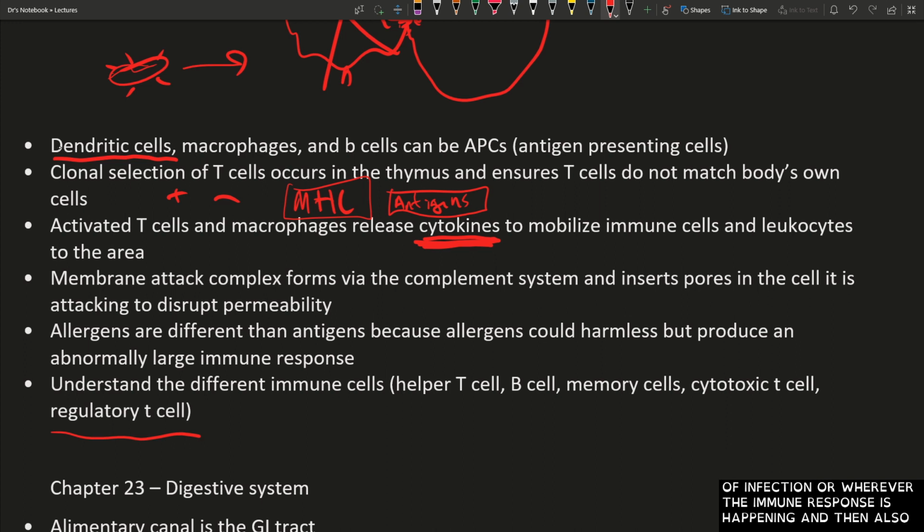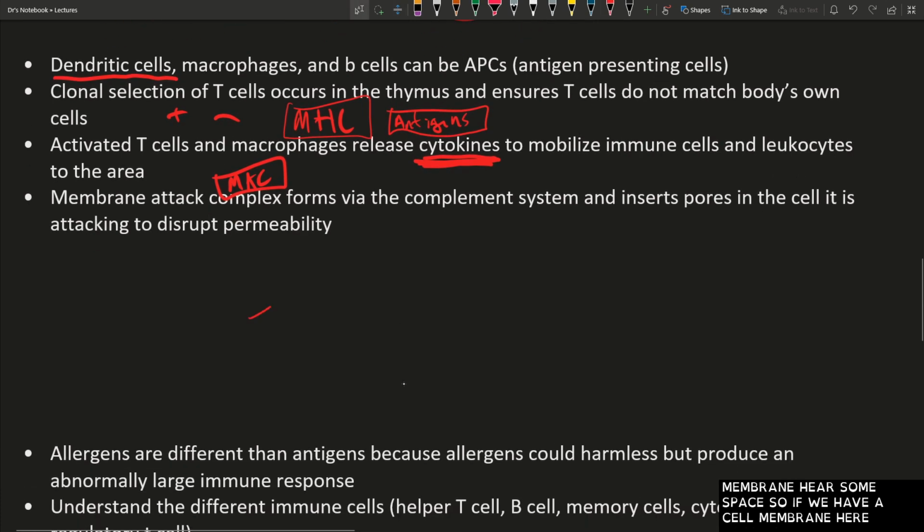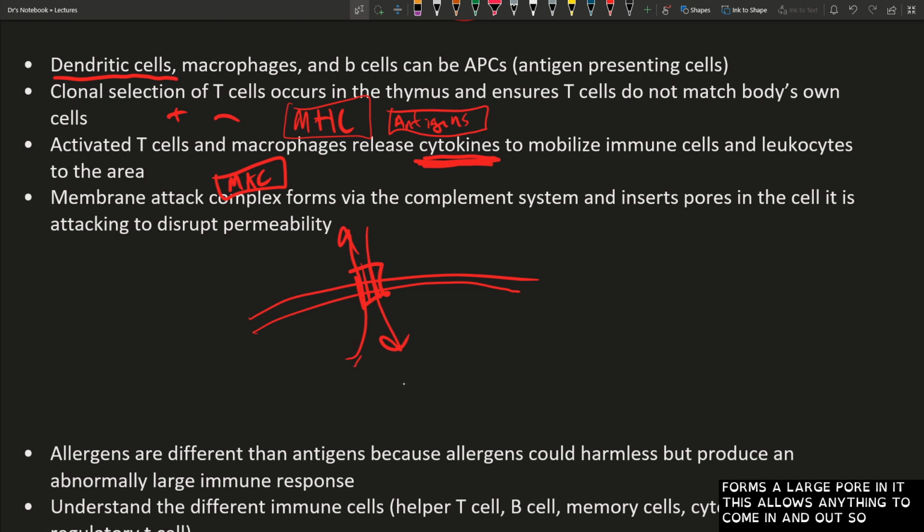And then also, we can form this membrane attack complex via the complement system. So if we have a cell membrane here, a phospholipid bilayer, this membrane attack complex comes in and forms a large pore in it. This allows anything to come in and out. So it forms a bunch of these pores, and that cell is no longer able to regulate permeability. So osmosis is no longer regulated, and what happens is that water leaves, and the cell bursts, or it lyses, it shrivels, and that induces apoptosis in it. So kind of cool how this complement system forms this membrane attack complex.